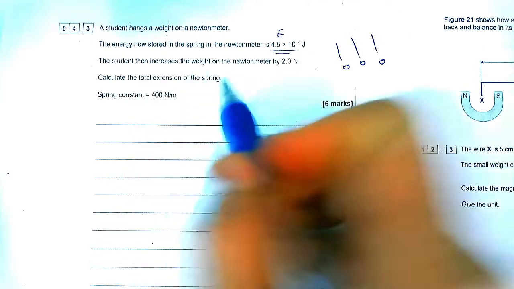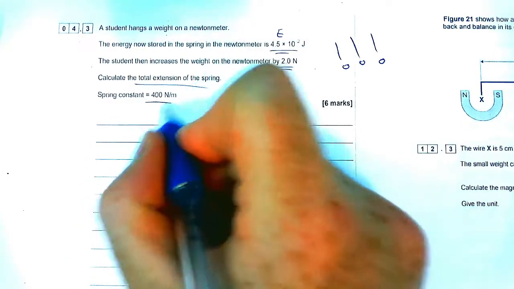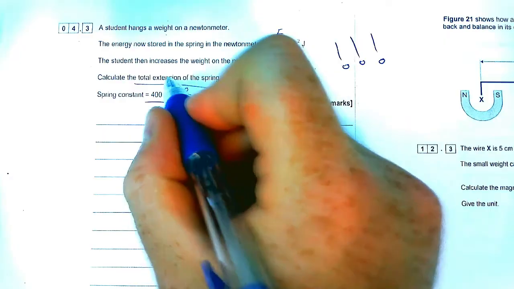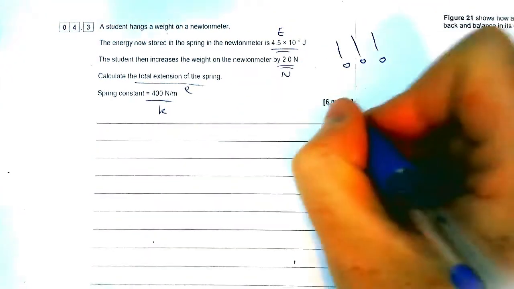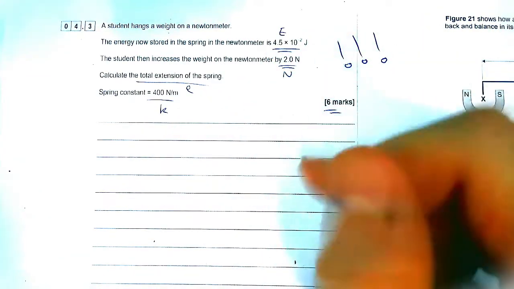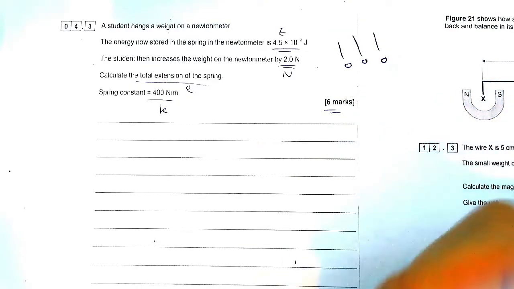So I'm going to write down my symbols here: K for spring constant, E for extension, and F for force in newtons. Now this one is weird because it says 6 marks, but it doesn't seem like it's giving you that much. It's giving you 3 things and asks you to work out a 4th. However, your clue is that there's no way you can find the total extension without finding what the extension is initially.